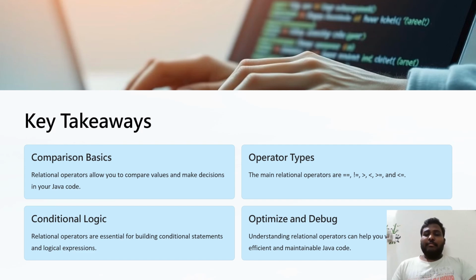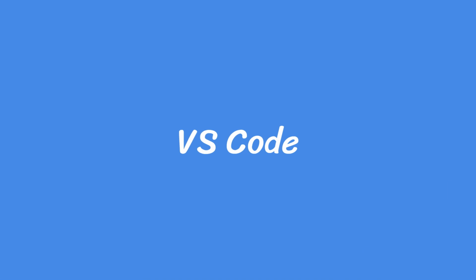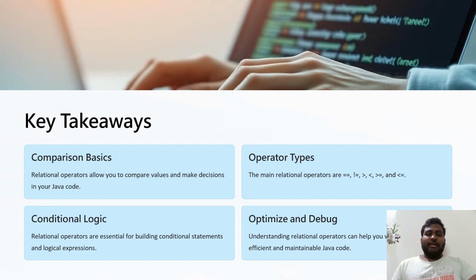Operator types. There are mainly six: equal to, not equal to, less than, greater than, greater than or equal to, and less than or equal to. Conditional logic. Relational operators are essential for building conditional statements and logical statements, and for optimizing and debugging, which I had already said before. And let's look at the execution part in VS Code.